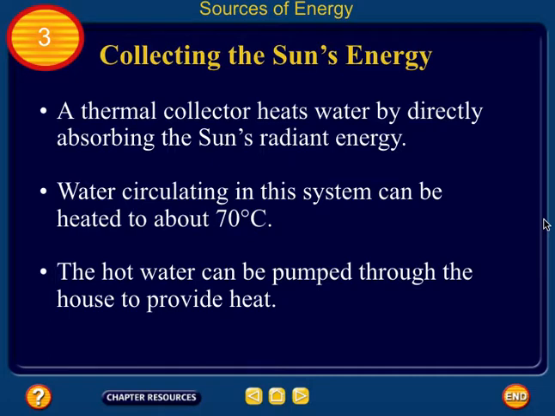Collecting the sun's energy. Two types of collectors capture the sun's rays. If you look around your neighborhood, you might see large rectangular panels attached to the roofs of buildings or houses. If, as in figure 20, pipes come out of the panel, it is a thermal collector. Using a black surface, a thermal collector heats water by directly absorbing the sun's radiant energy. Water circulating in the system can be heated to about 70 degrees Celsius. The hot water can be pumped throughout the house to provide heat. Also, the hot water can be used for washing and bathing.